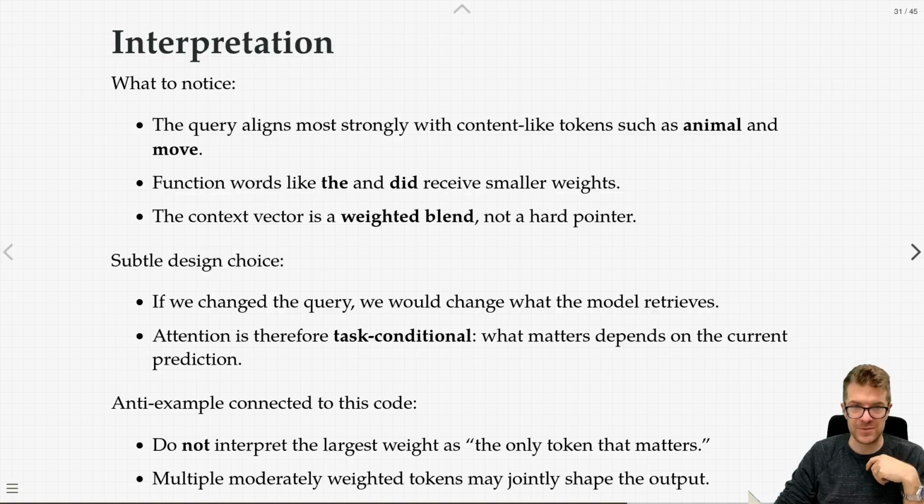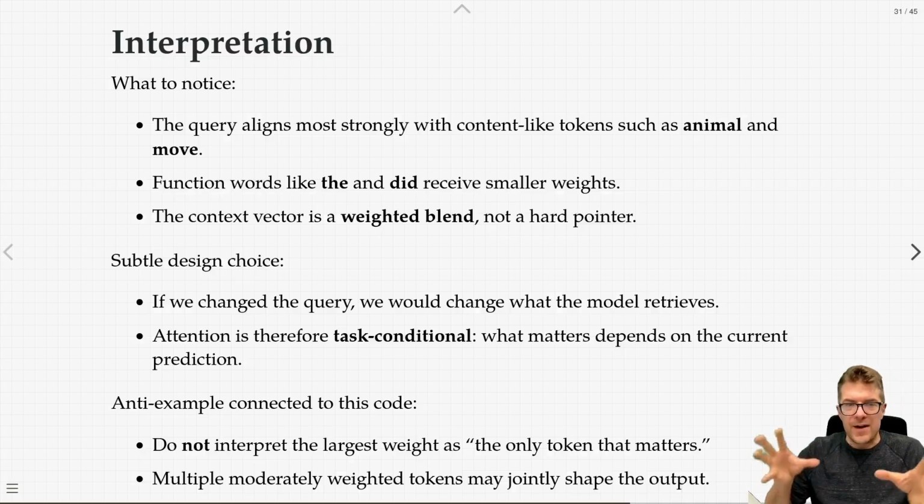That's more or less it. So we're done. What can we take away from this? The query vector aligns most strongly with content-like tokens like animal and move. Functions like the and did do not matter so much. I'll come back to this in a second.